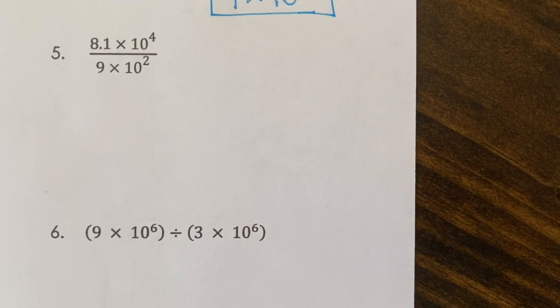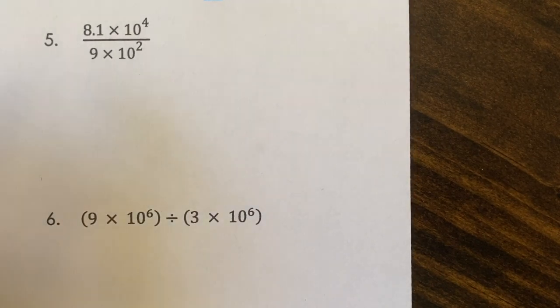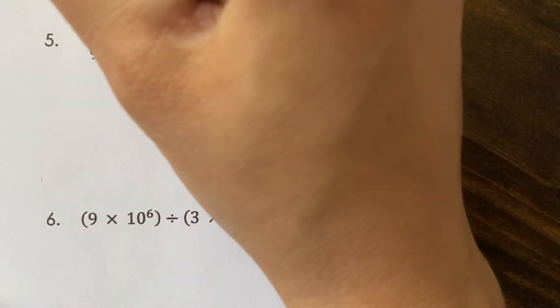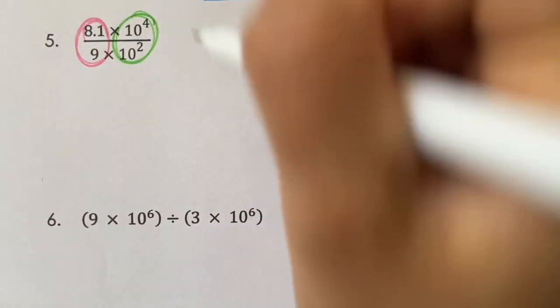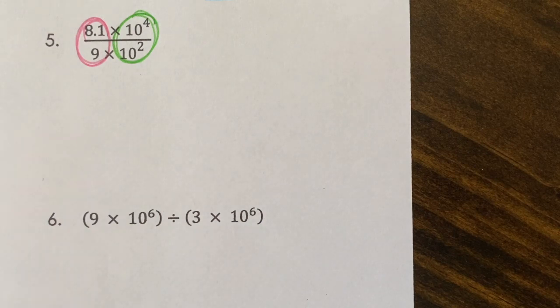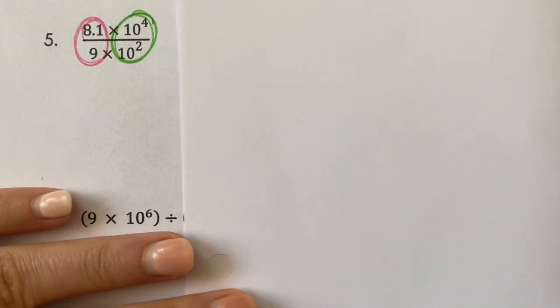All right, number 5. It's already written as a fraction, so we are going to divide our first two numbers, and then we are going to divide our bases with our exponents. So 8.1 divided by 9 first. So we're going to do it the long way.